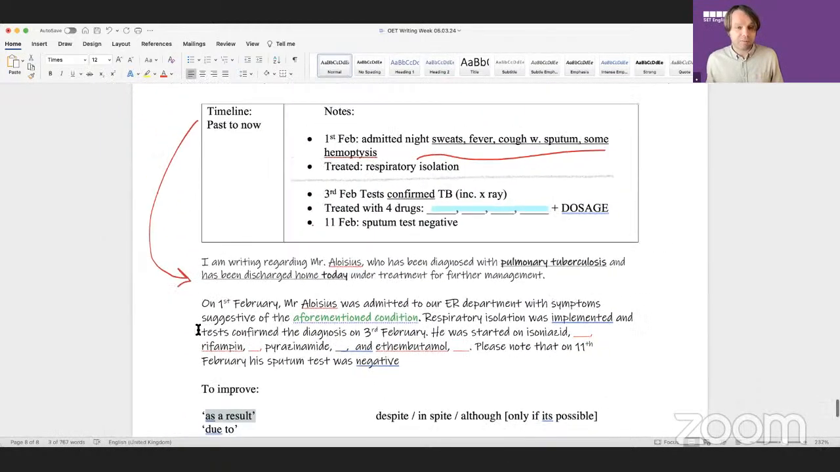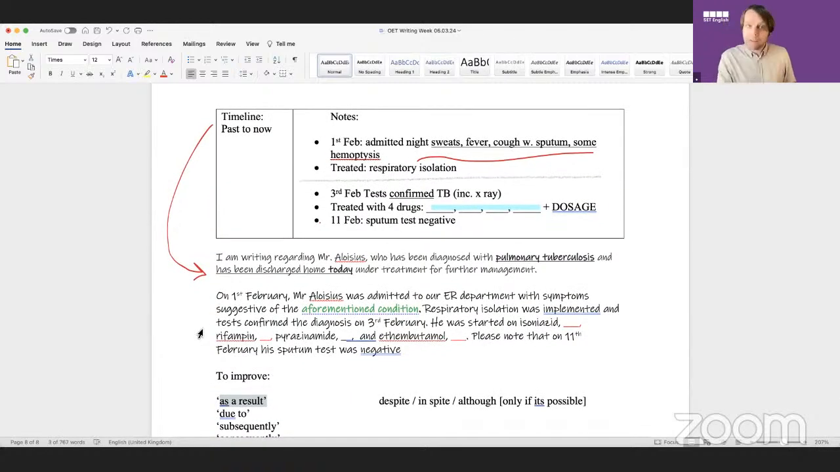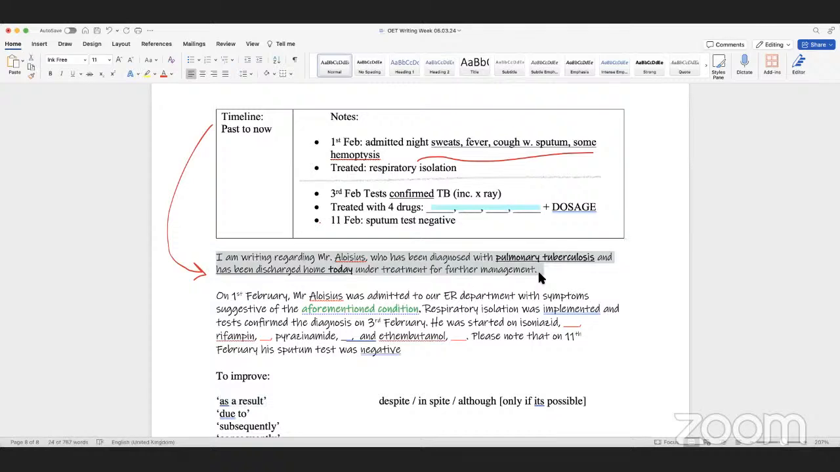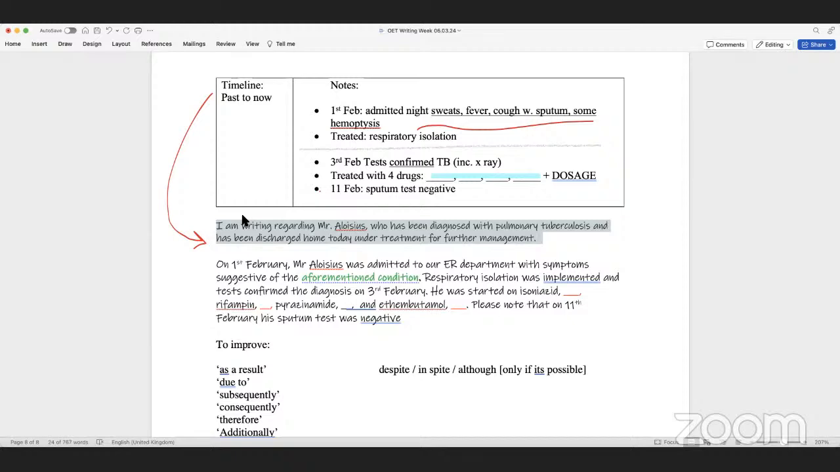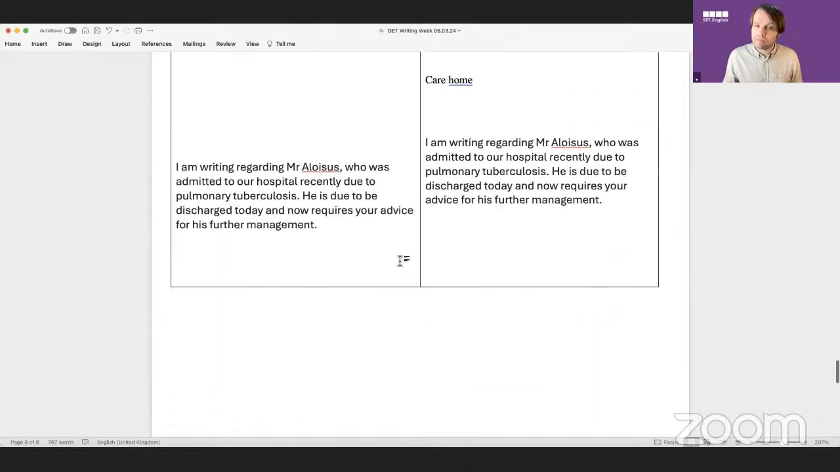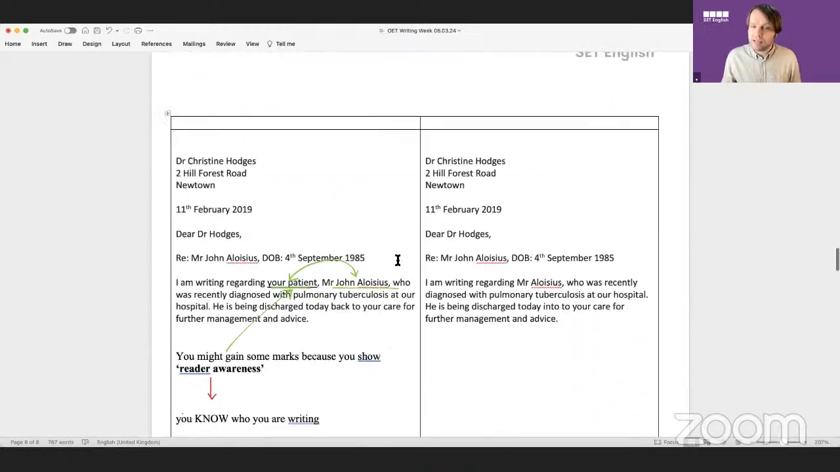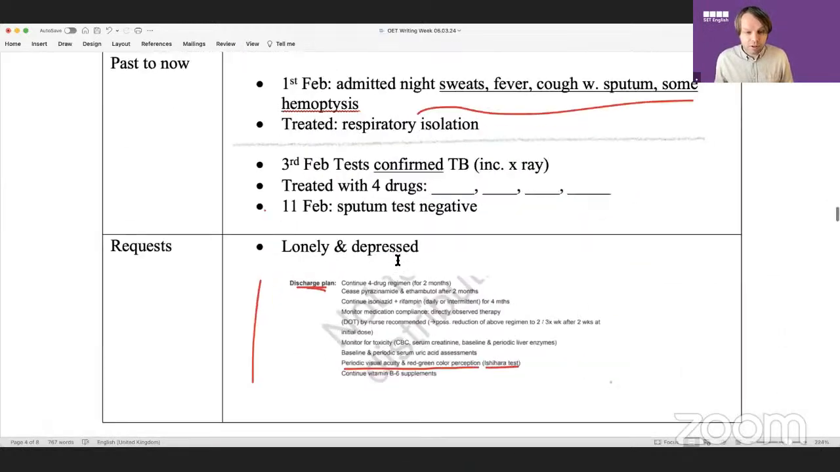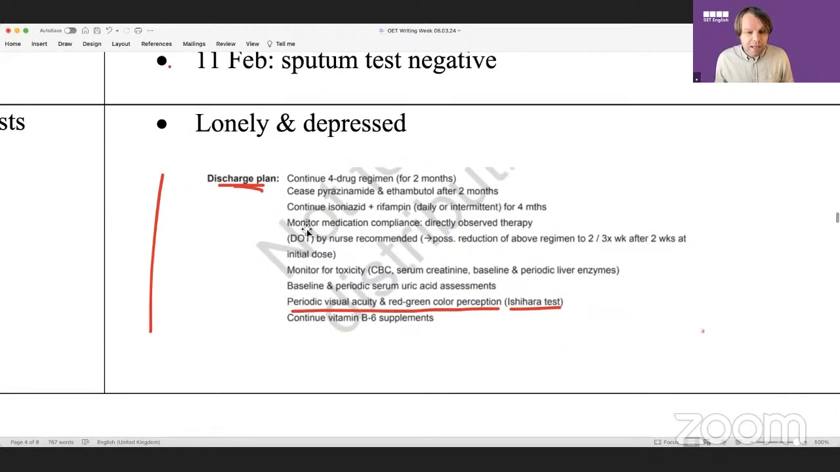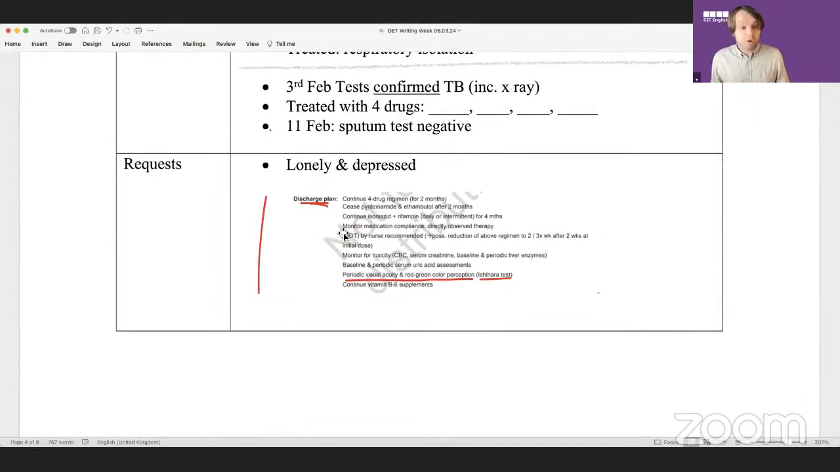Does anyone have any doubts about writing the paragraph? Maxime, go on. Maybe a silly question, but if it's a discharge letter, the reader is not asked to monitor medications, so would it be penalized if we don't put dosages in the letter? I think he is asked here, right? Let's check. They are being monitored, aren't they? Monitor medication compliance, number 4. But it's a good question, Maxime.